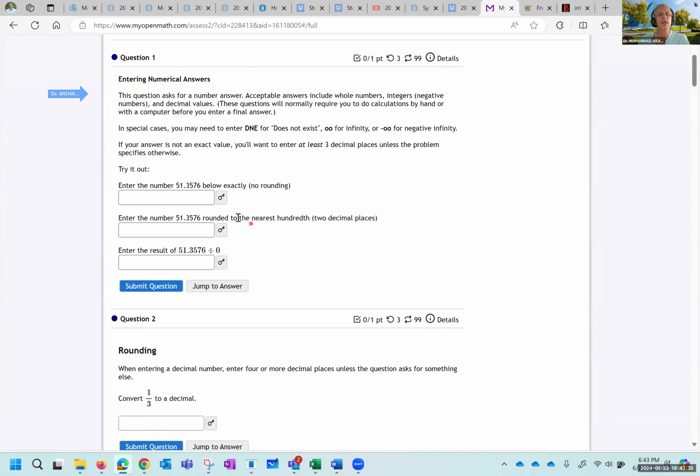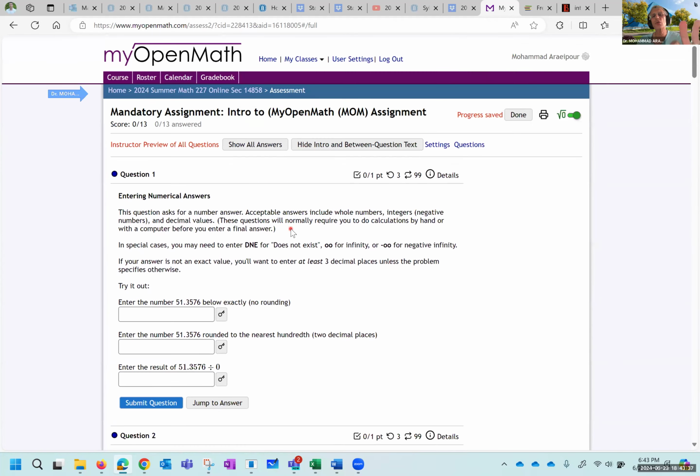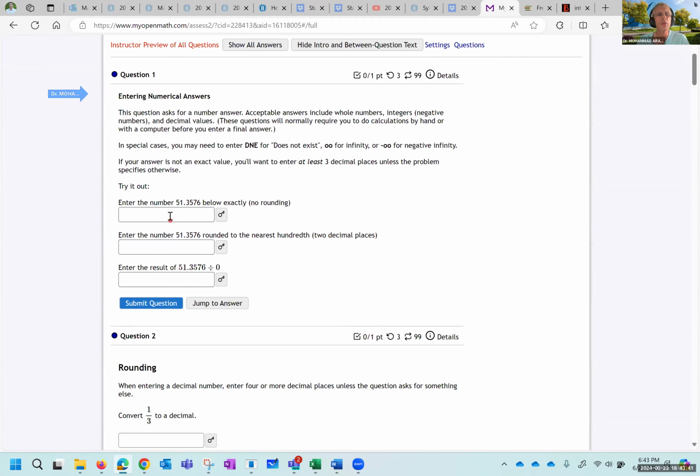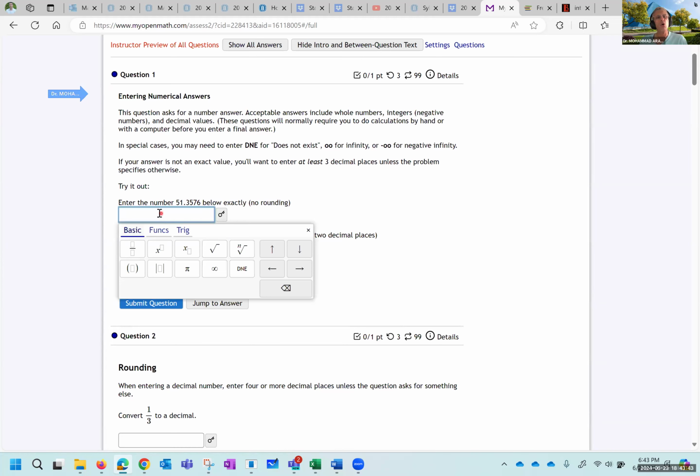It says enter this number. This is just to get you familiar with My Open Math. That's all, nothing else. So I want to put this number in, and the moment I click on this rectangle, it gives me a math editor. Do you see that? I can use that.